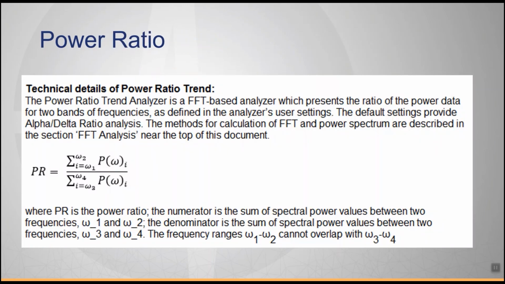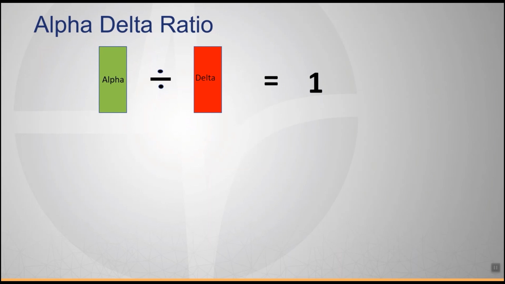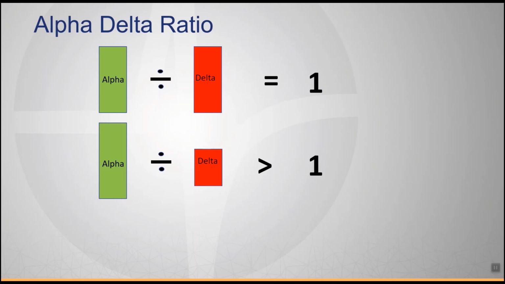Now, the technical details, if you look at the equation, it's essentially saying that the power is equal to the power in our chosen frequency divided by the power for our second chosen frequency. Now, the way this works out is if you have alpha that equals the delta, your alpha delta ratio is 1. If you have more alpha than delta, then your alpha delta ratio is going to be greater than 1, larger number, because the numerator is larger than the denominator. If your alpha is less than delta, then you're going to have a low alpha delta ratio less than 1.